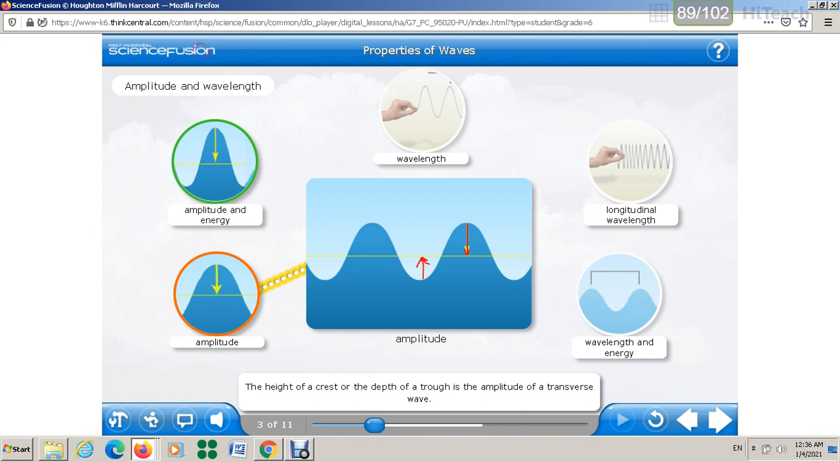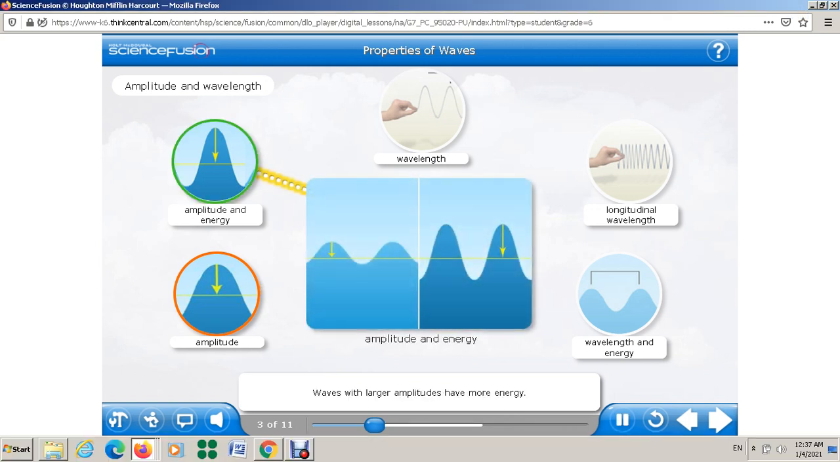As the amplitude increases, as you see here, which one has the highest or greater amplitude? If it's bigger like this, it means greater amplitude. If it goes down, it's lower amplitude. Let's look at this one to understand this.